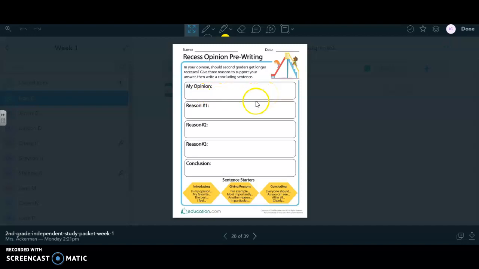Remember, our recess is 15 minutes. Then you're choosing your 3 reasons why you think they should have a longer recess. You can think, well, for example, I think we should have a longer recess because of this.